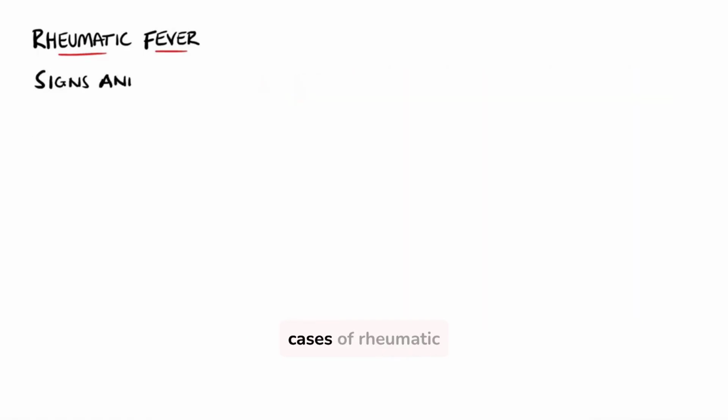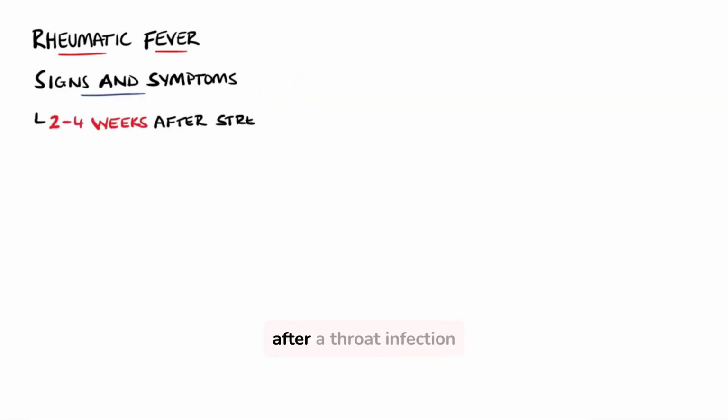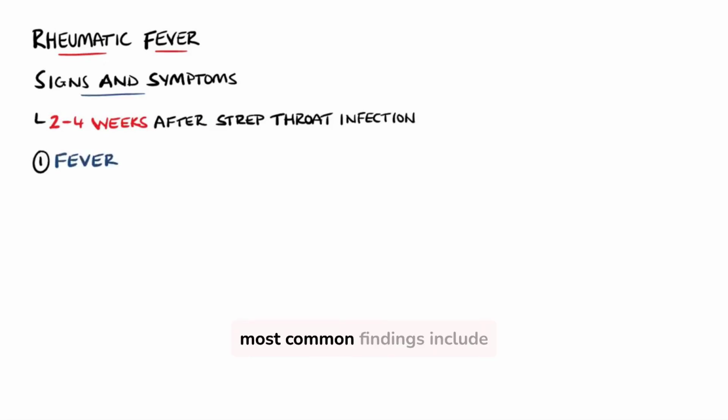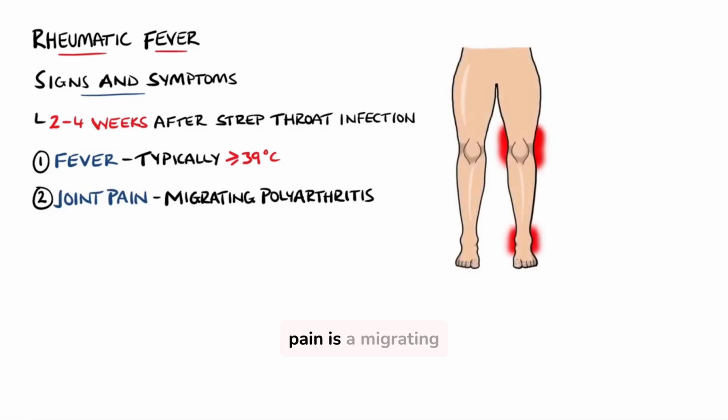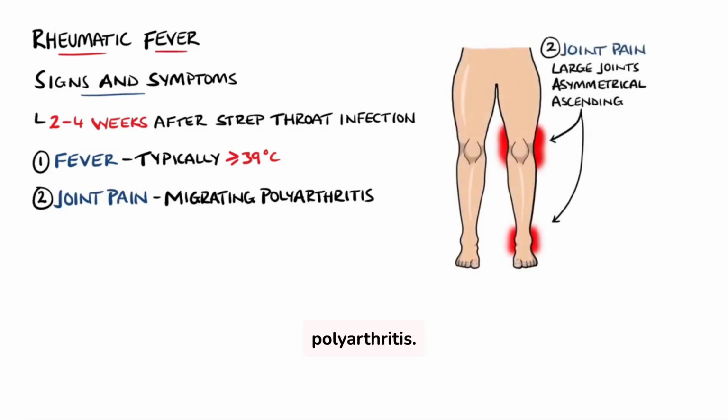As we mentioned, cases of rheumatic fever typically occur 2 to 4 weeks after a throat infection with streptococcal bacteria. The most common findings include a fever, and it is often a high-grade fever above 39 degrees Celsius. As well as this, joint pain is a very common complaint, and the most indicative type of joint pain is a migrating polyarthritis. This typically affects the large joints, mostly asymmetrically in the lower limbs, and then migrating upwards.